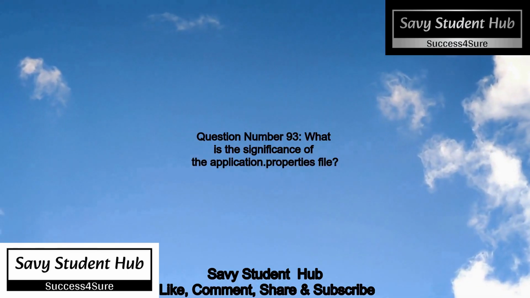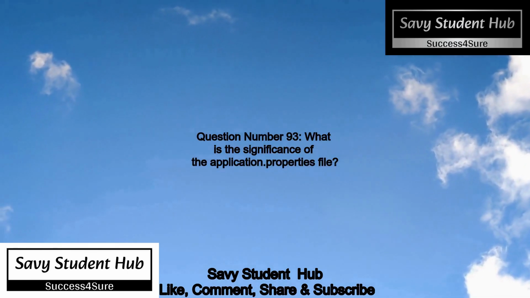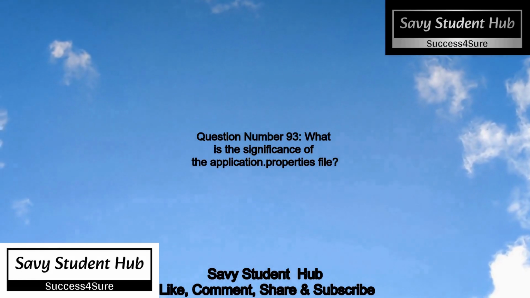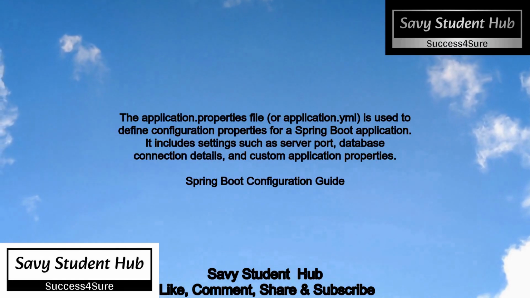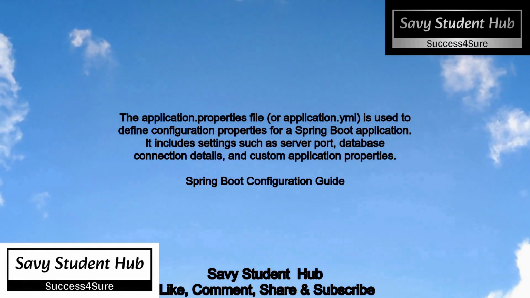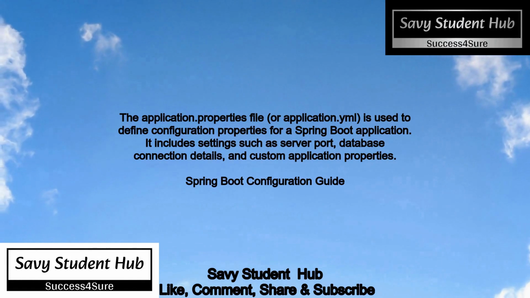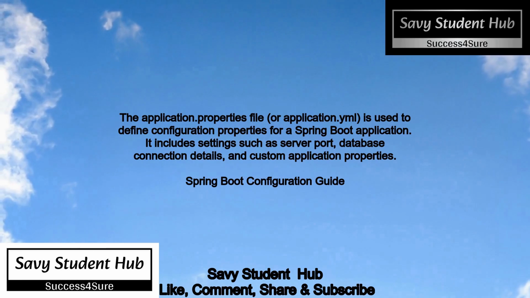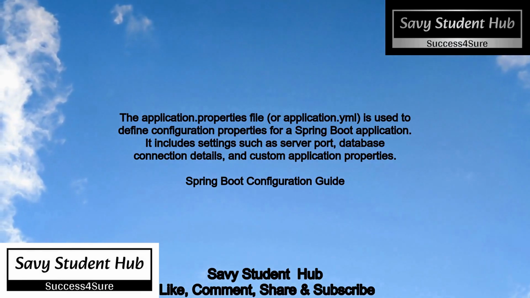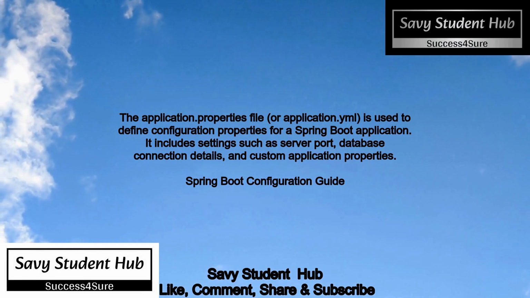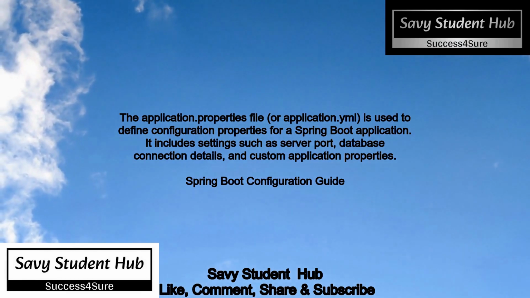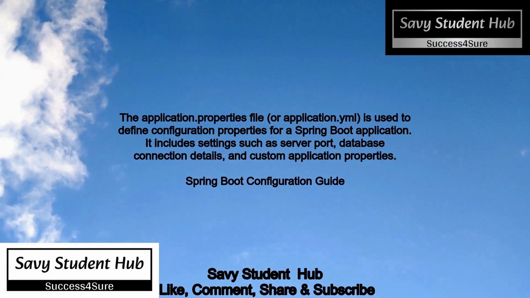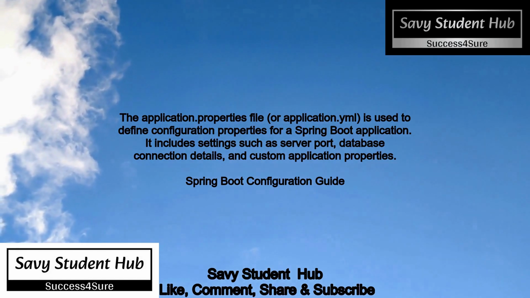Question number 93. What is the significance of the application.properties file? The application.properties file, or application.yml, is used to define configuration properties for a Spring Boot application. It includes settings such as server port, database connection details, and custom application properties.